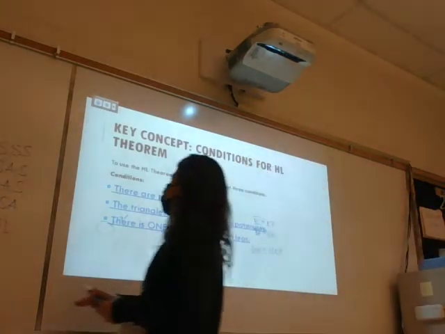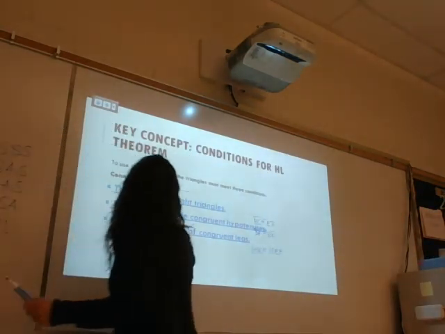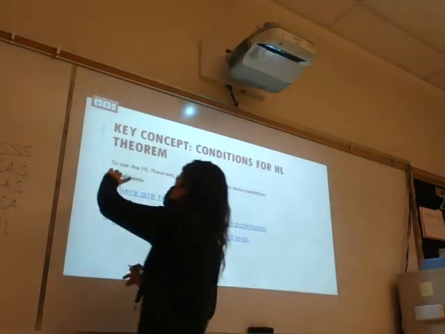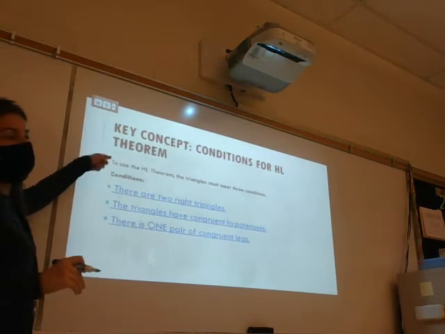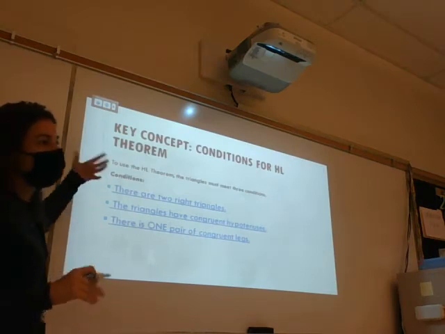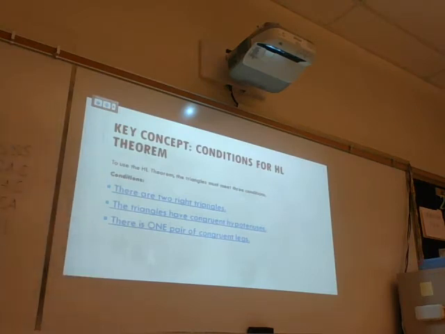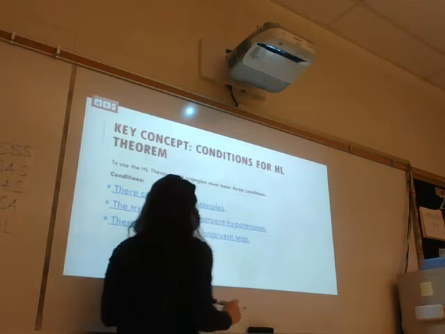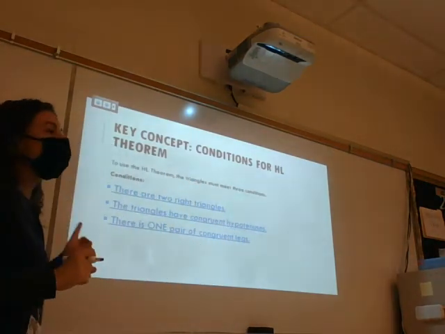So to use the HL theorem, the triangles must meet these 3 conditions. The first condition, it has to be 2 right triangles. If it doesn't say there's 2 right triangles, you can't use HL. You would have to resort to one of the first 4 that we learned. The triangles have congruent hypotenuses. This is the side that's across from that right angle, and there has to be 1 pair of congruent legs.